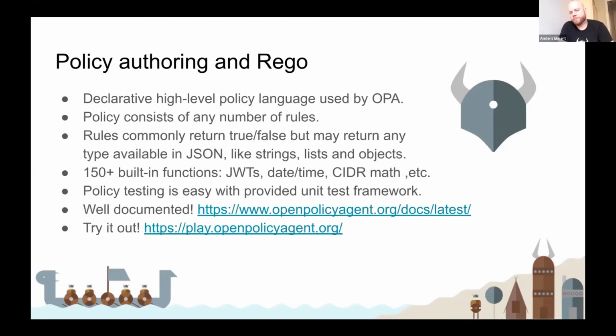But you might also want to know why you are not allowed. So you might want to include a string, or maybe have a richer object in the response. And that's all supported in OPA. And there's a whole bunch of built-in functions that you can use for dealing with JSON Web Tokens, date and time, math, and so on. Of course, in the demo in a bit, we're going to be looking at using JSON Web Tokens and the built-ins around that. And there's also a unit test framework. There are great docs, and there's a playground.